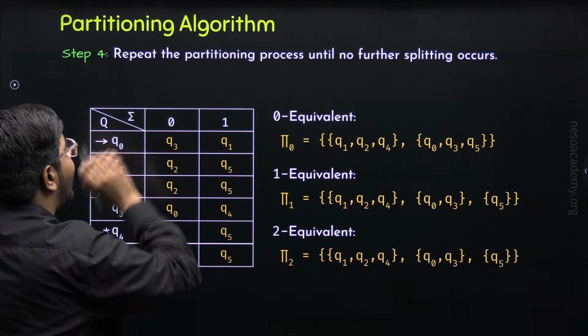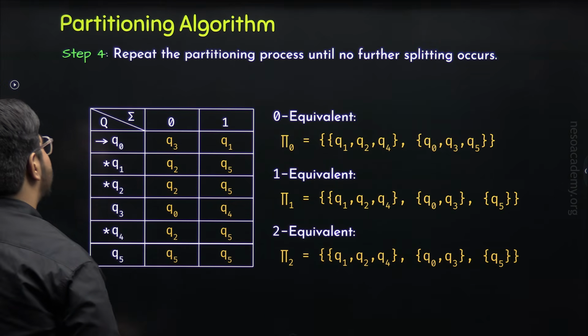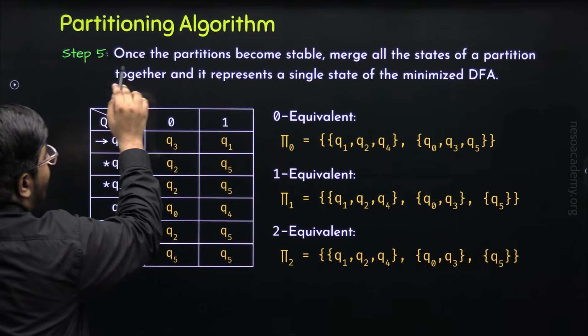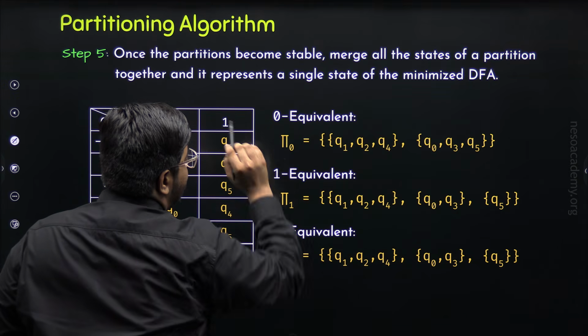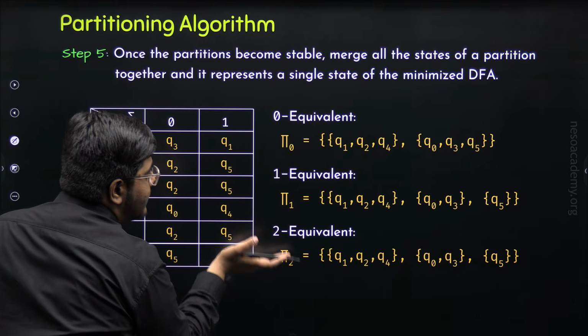This means we are done with our step number 4. Now let's proceed to step number 5. Once the partitions become stable. So as we can see, partitions are now stable.